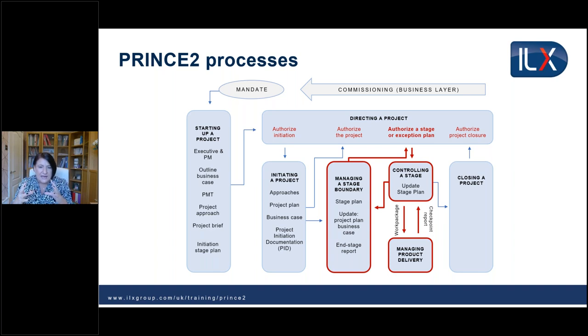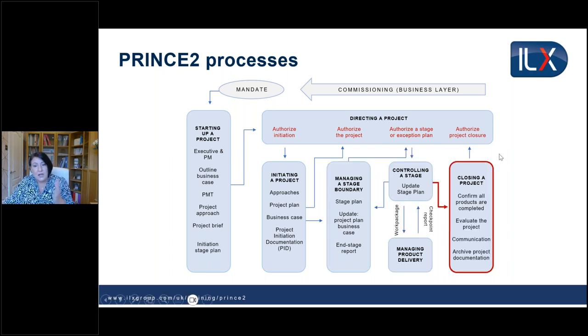Depending on how many stages we have in the project, these highlighted processes would need to happen a number of times. As we're working on the final stage, we're in control in the stage, getting updates from the team manager. But as we are forecasting we're coming towards the end of the final stage, that is the trigger to come across into closing a project, to confirm that the project has delivered everything it needs to do.